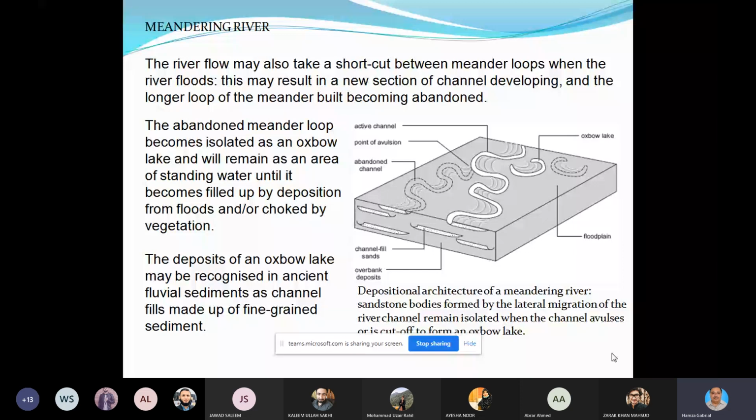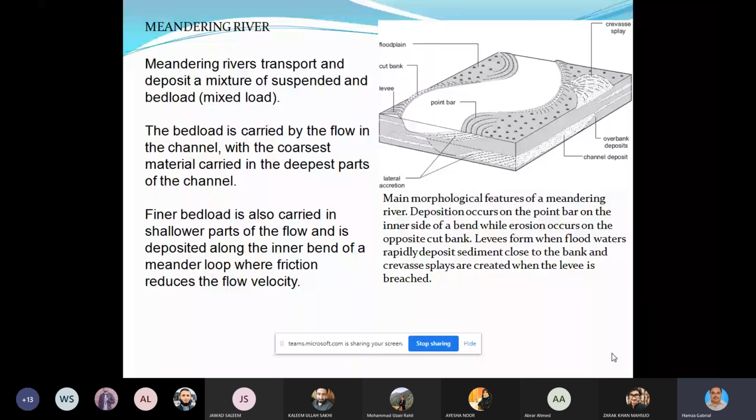So in meandering rivers, we have seen that they mostly transport and deposit a mixture of suspended and bed load. They carry both, but the dominant is the suspended load. The coarsest material will be in the deepest part of the channel, and the finer material will be carried in the shallower part of the flow, and that will be deposited along the inner bank of a meander loop, where friction reduces the flow velocity.